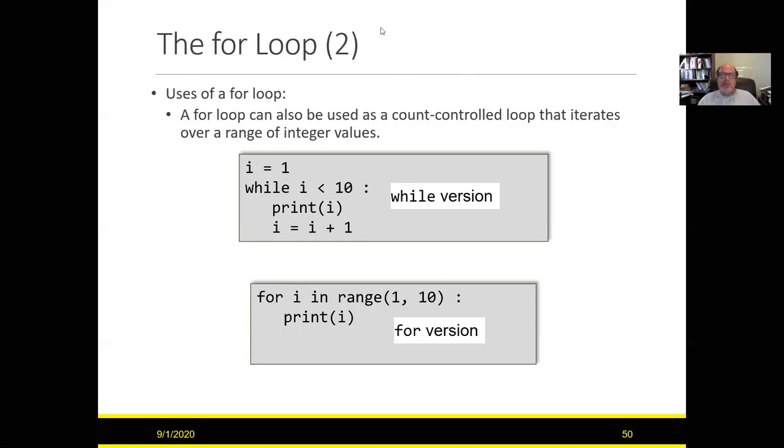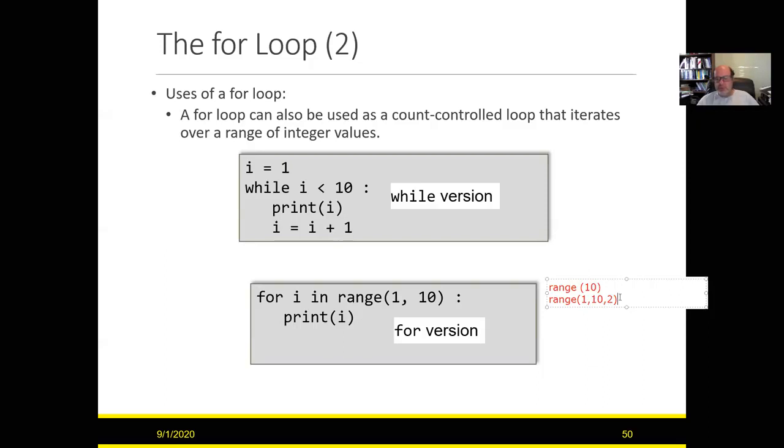So we can have the same thing. So I can have a range with 1 parameter. I can have a range with 3 parameters. So if I have 2 parameters, this is my starting point. If I have 1 parameter, my starting point is going to be 0. If I have 3 parameters, the last one is a step. So I'm going to go from 1 through 9, and I'm stepping 2.